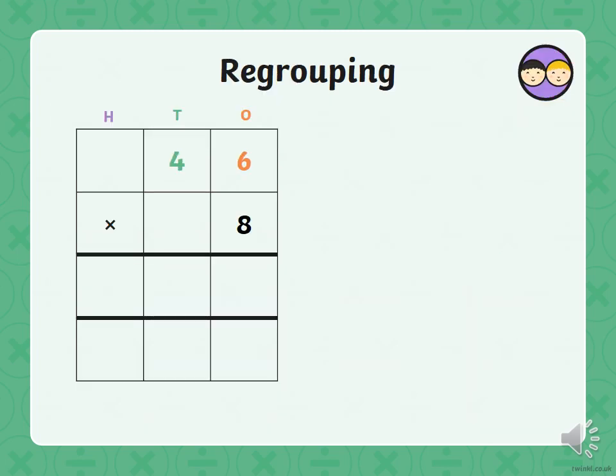So let's have a go at the regrouping one. So here we go. The procedure is the same. When multiplying, we always start from the right hand side and we work our way to the left. So we start off with the smallest number, which is the ones. Then we move into the tens and hundreds. So 6 times 8.